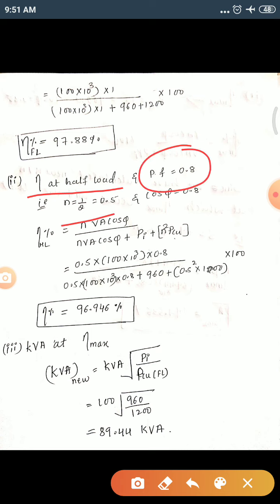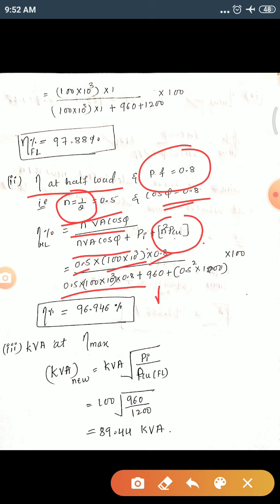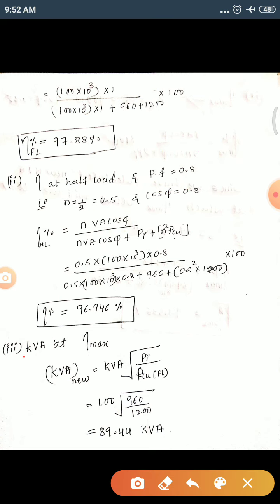The second thing they have asked is the efficiency at half load with a power factor of 0.8. The meaning of this is that n is equal to 0.5 and 0.8 power factor. So we have a formula for this also: n VA cos phi divided by n VA cos phi plus Pi plus n squared Pcu. Remember, whenever load is changing, copper loss is going to change, not iron loss. So substitute n as 0.5, S as 100 into 10 to the power of 3, cos phi as 0.8, the same thing in the denominator, plus iron loss 960 plus 0.5 squared into 1200 copper loss. If you calculate this, you get 96.946%.